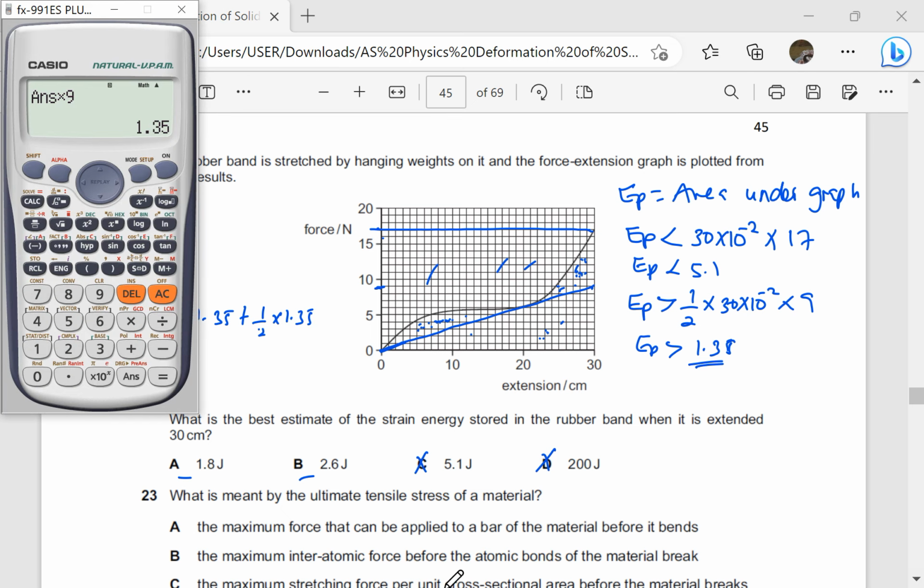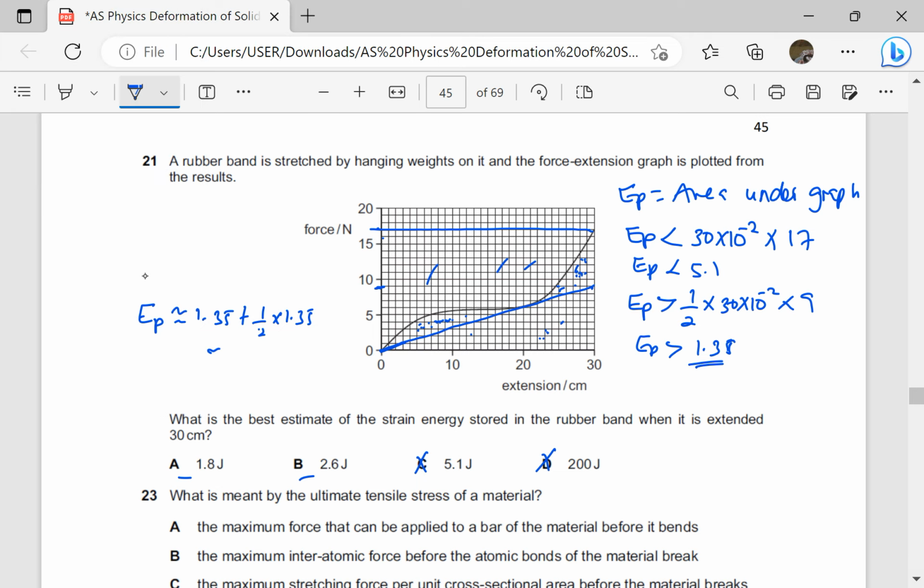This is just an estimate, so let's set that one times 0.5, then plus 1.35. So this is giving us 2.02. So this is very close to 2.02. So the answer is going to be A rather than B. If you want to be more accurate, you can even find the area of one small square and then multiply by the number of full squares and half squares.